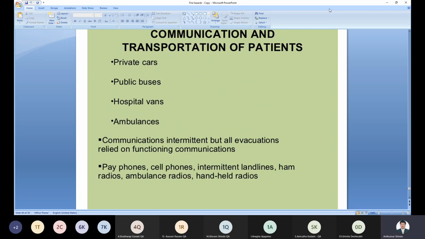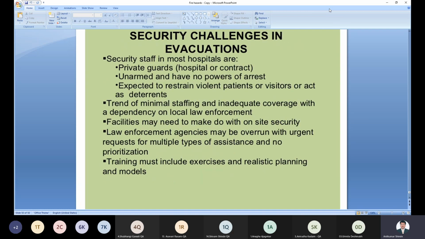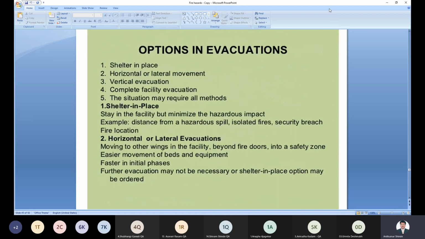Communication and transport: when transporting an injured person from one hospital to another, some transportation facilities are required. An ambulance is required; private cars, public buses, hospital vans, or an ambulance must be available. You can communicate so that they can easily come to that area and transfer the injured person to the hospital. Then security challenges in evacuation. These are the considerations, about how to prevent fires in a company as well as in a department.